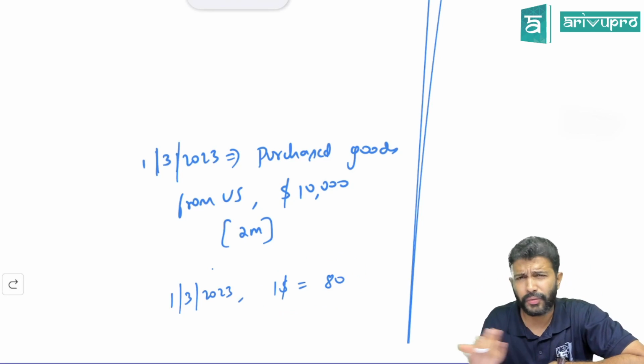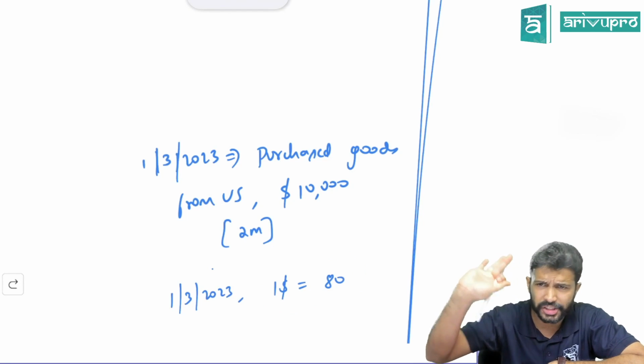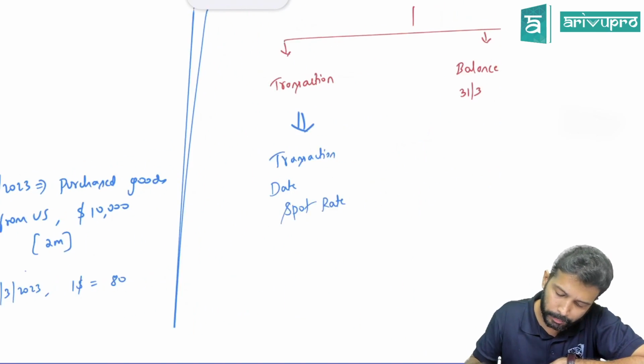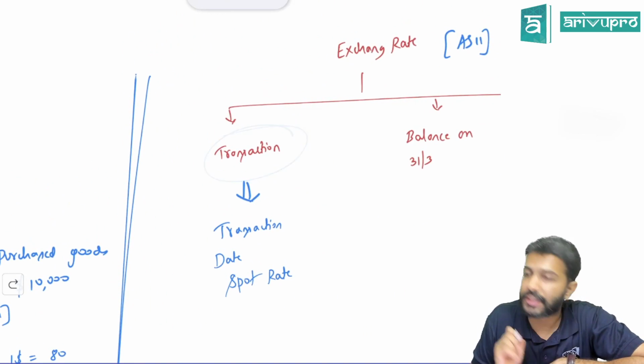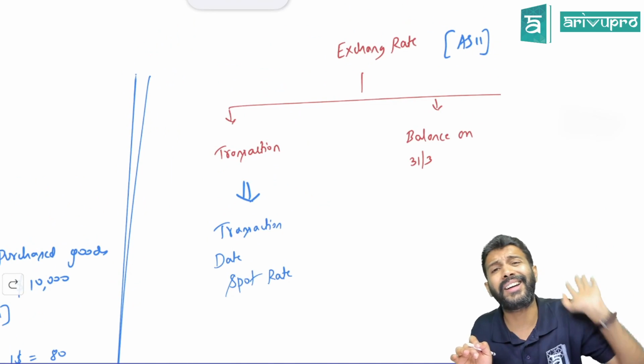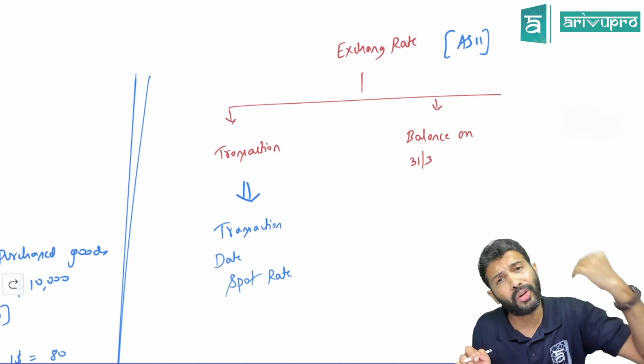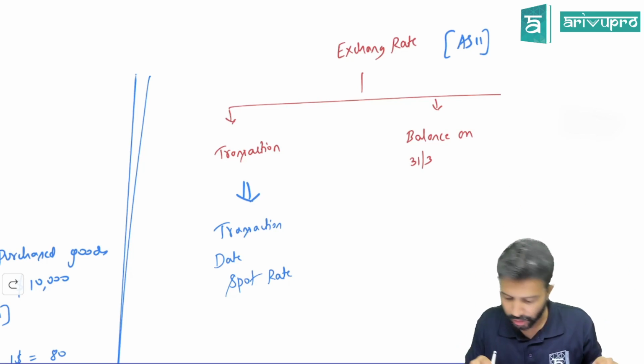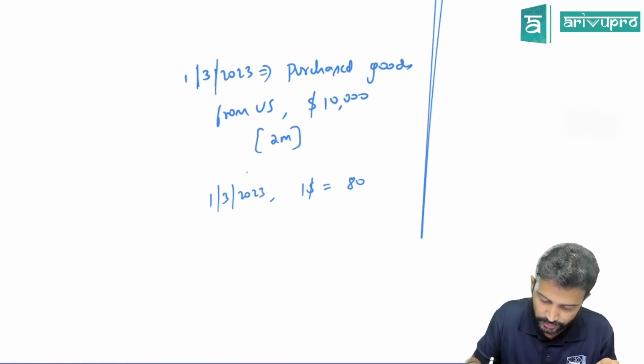Obviously there are places where you can get the exchange rate. Let's say on that day, $1 was how much, sir? 80 rupees. That means whenever a particular transaction happens, on that day, check what was the exchange rate. Using that exchange rate, you pass the journal entry. Got it, everyone? So what is the journal entry you will pass on 1st March in this example?